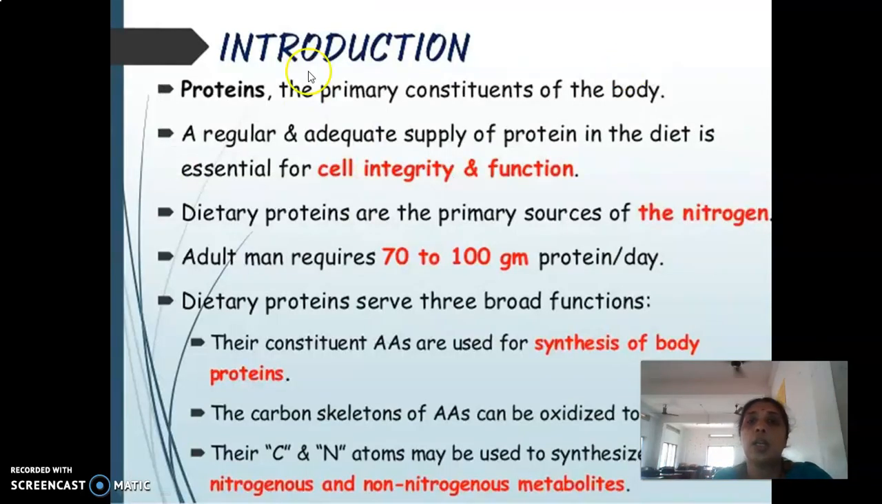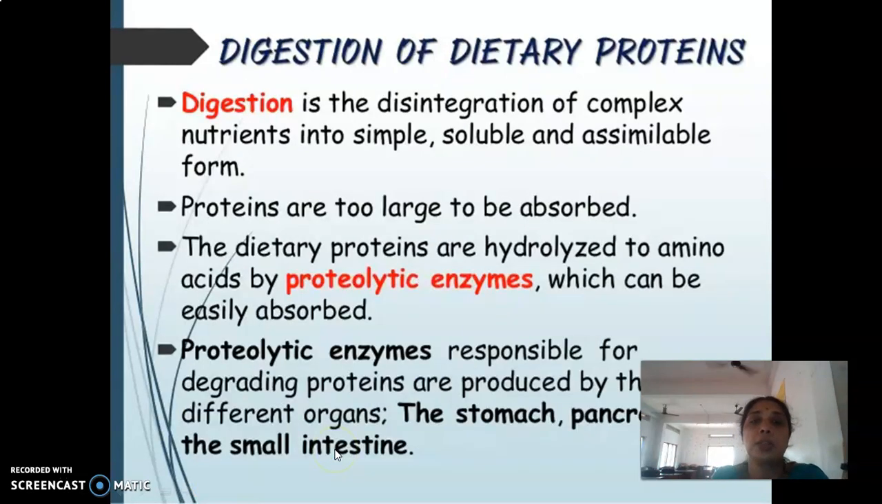So proteins are the primary constituents of the body. A regular and adequate supply of protein in the diet is essential for the integrity and function. Dietary proteins are the primary source of nitrogen, and an adult man requires around 70 to 100 grams of proteins per day. And they have different functions, that is, they are utilized for synthesis of body proteins. Carbon skeletons of amino acids are used for energy production. Then carbon and nitrogen atoms are used for synthesizing other nitrogenous and non-nitrogenous substances.